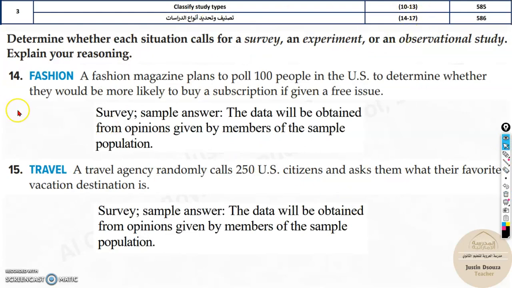Just by reading the problem, you will know this. Now here, 14 and 17, again the same thing. You can do this by yourselves. Now we should just tell whether it's a survey or what it is, and you should give the reasoning.